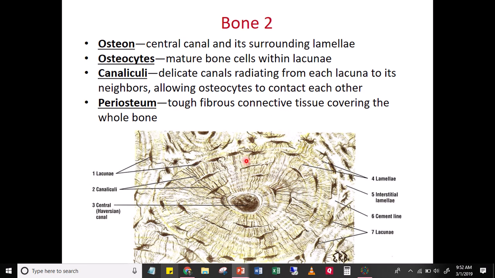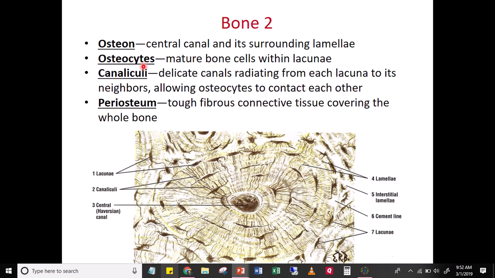So here we're zoomed in on one osteon. And we have, as little black dots, an osteocyte, or a bone-maintaining cell. Osteo being a prefix for bone, cyte being a suffix for cell.